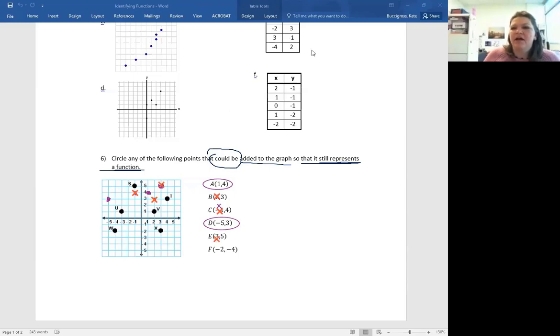Okay. And last one. Help me get to the point -2, -4. -2 on the left. Good. And -4 on the bottom. Good. Left 2, down 4. And I have this point. Can I have it? Yes. Thank you. It doesn't line up with anybody. It's safe. Perfect. Cool.